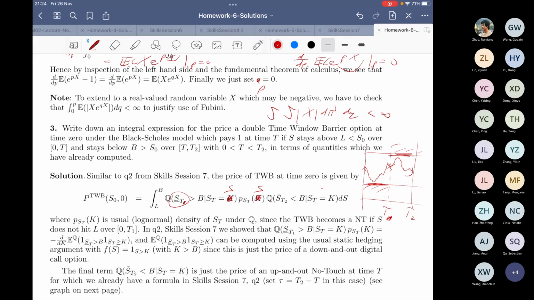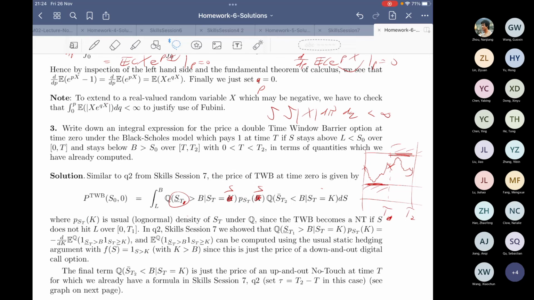So the minimum stock price at the intermediate time T is greater than B. You may have forgotten, but we did compute the product of this times that in a previous homework question, although in that question I think I replaced the S there by K, but that's just a choice of dummy variable. That's why I have K there.